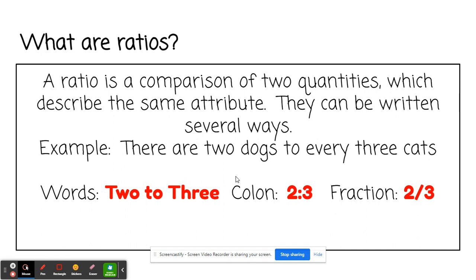So for example, there are two dogs to every three cats. We could write those in words where we write the words 2 to 3. We could write it with a colon where you see I have 2:3, or you can write it as a fraction of 2/3. And those all mean the same thing. Now, one thing we want to keep in mind, we could not write it as 3/2. It would not mean the same thing because we have to make sure that we keep it in order or we have it labeled in some way. We're saying there's two dogs to every three cats. If we had 3/2, it wouldn't be describing the same ratio.